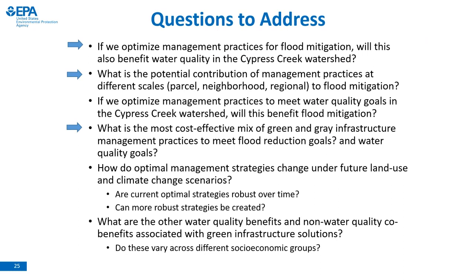So looking at the most cost-effective mix to meet both flood reduction goals and water quality goals. I mentioned that land use is changing rapidly in this watershed. They're also dealing with climate change. So we're interested in whether the current optimal strategies will be robust over time, and if not, can we create more robust strategies? And finally, what are the other water quality benefits and non-water quality co-benefits associated with green infrastructure solutions? And do these benefits vary across different neighborhoods or socioeconomic groups?